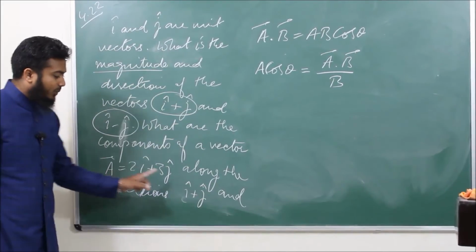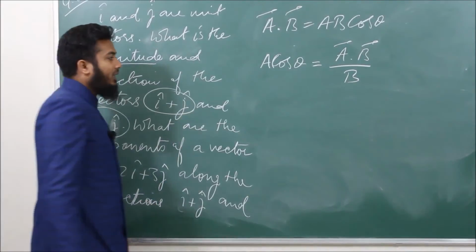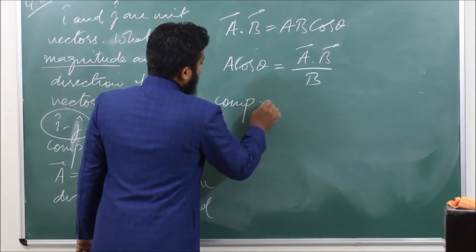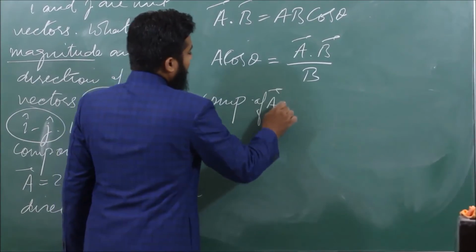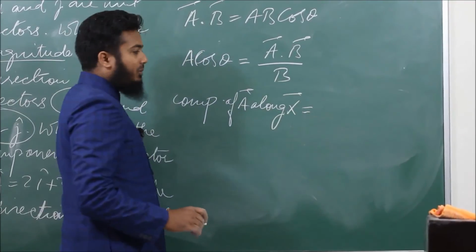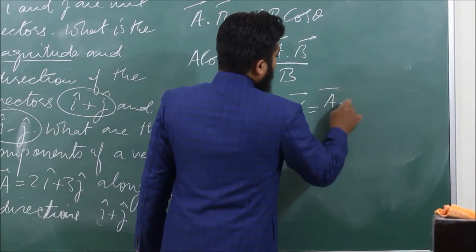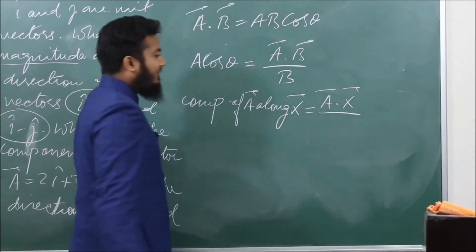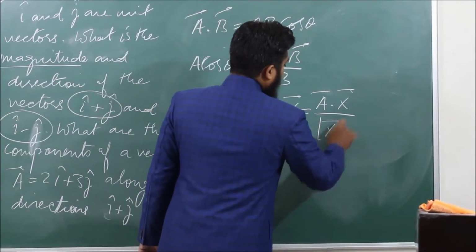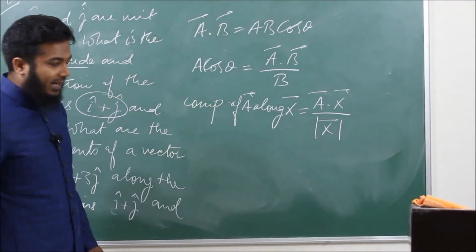अगर हमें A का component x के along लिखना है, then उसको हम कैसे लिखेंगे? The component of A along our x vector will be simply A dot x divided by, जिसके along हम लिखते हैं उसके magnitude से divide करते हैं. So divided by the magnitude of x.